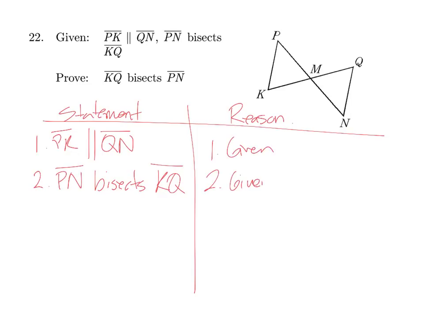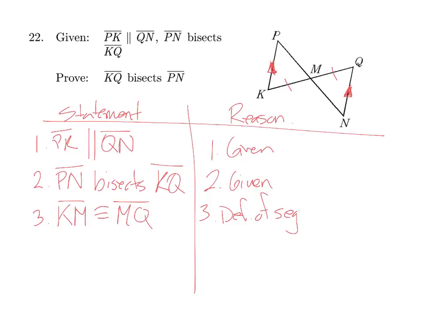Let's label the diagram with that information. PK is parallel to QN, and PN bisects KQ. KQ is bisected. So I have to state that KM is congruent to MQ. And how do I know that? That's just the definition of segment bisector.